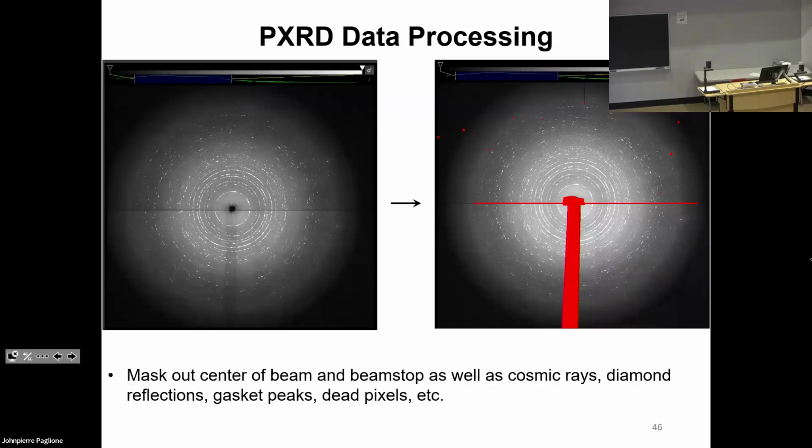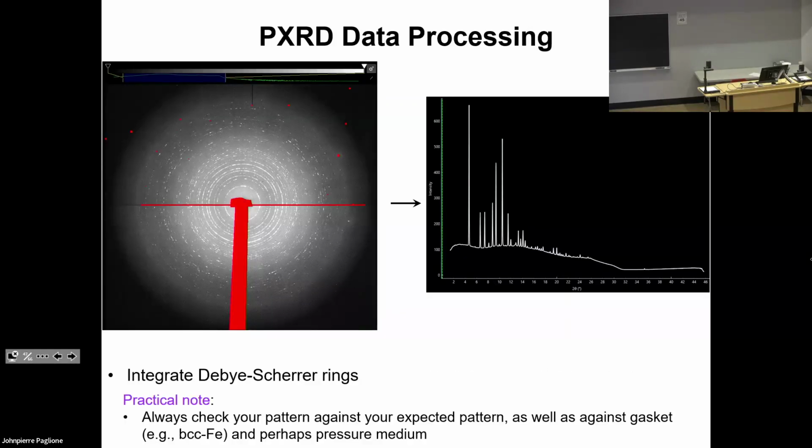Okay, so then masking is really, really important, and you have to mask out things like diamond reflections, maybe you have some gasket peaks in there, your beam stop, dead pixels, cosmic rays. And so what I'm getting at here is that if you really want to do a refinement of the data, intensities really matter, and so make sure you're masking very, very carefully.